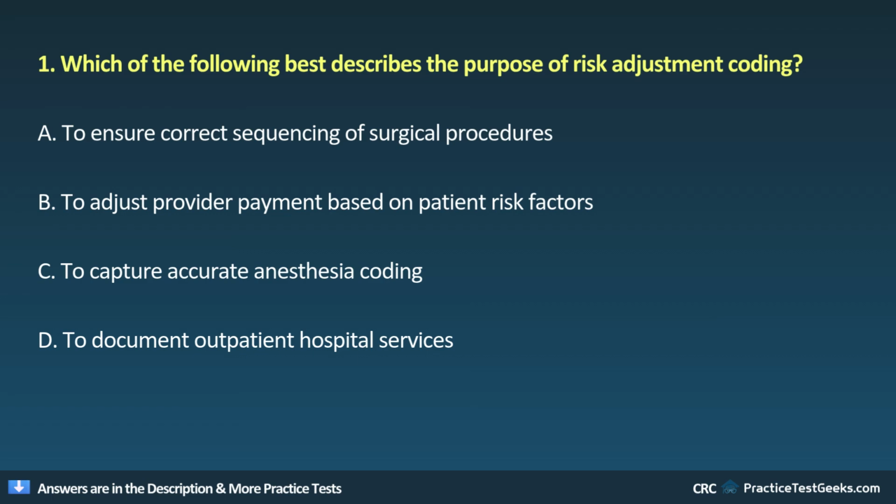1. Which of the following best describes the purpose of risk adjustment coding? A. To ensure correct sequencing of surgical procedures. B. To adjust provider payment based on patient risk factors. C. To capture accurate anesthesia coding. D. To document outpatient hospital services.